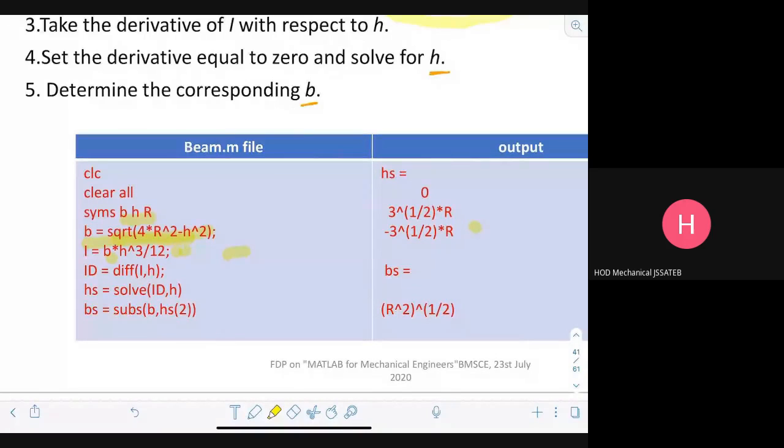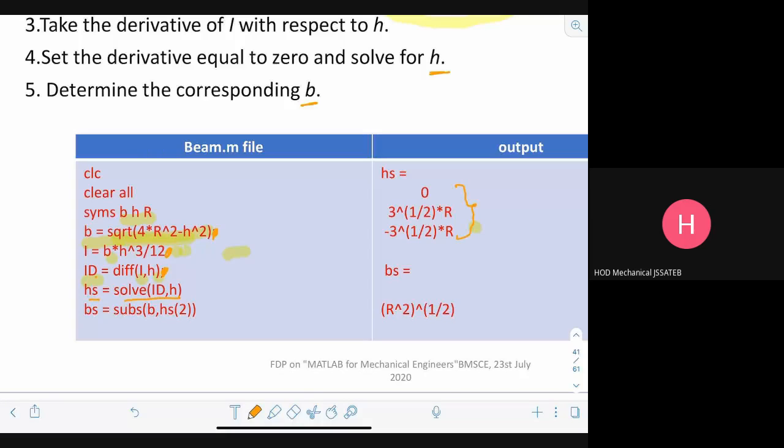Now, I need to differentiate this expression with respect to H. Therefore, I'll say first differentiation is differentiation of I with respect to H, and you get an expression. Better you remove this semicolon here and here, and you will get this equation. And now that should be equated to 0. So that we have called HS equals solve this ID, the equation that you have obtained for H, and you would have got these three values.